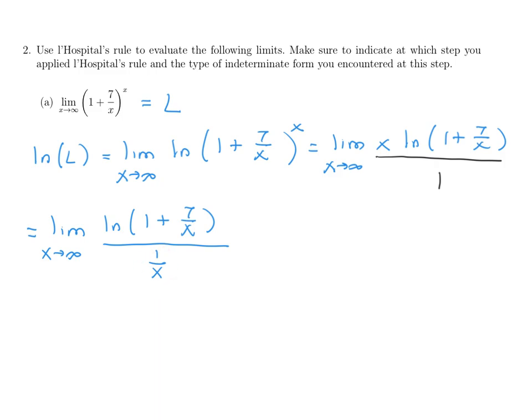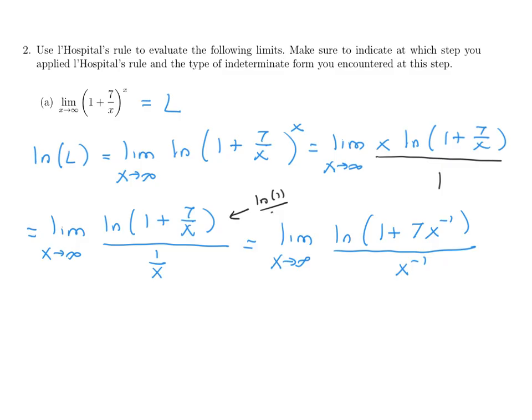And for this, because I have to take the derivatives of these pieces, I'm going to write this as 7x to the negative 1, and I'm going to write this as x to the negative 1. So we have the natural log of 1 plus 7x to the negative 1 divided by x to the negative 1. The thing to note here is, as x goes to infinity, these pieces go to 0. So this thing here is of the form the natural log of 1 over 0, which is 0 over 0. That is an indeterminate form. So for my next step, I'm going to use L'Hopital's rule.